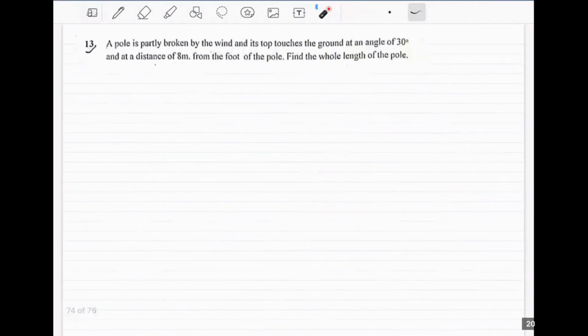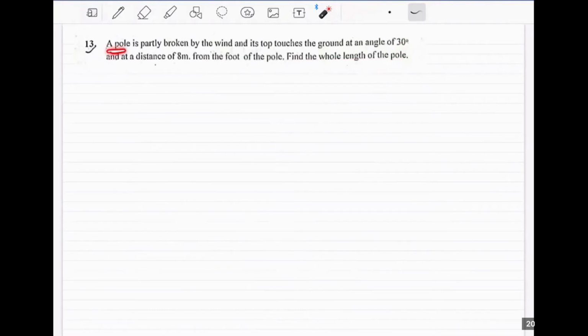Now, question number 13. This is a slightly different and a very easy one, different from the rest of them. So, the question is saying: a pole is partially broken by the wind and its top touches the ground at an angle of 30 degrees at a distance of 8 meters from the foot of the pole. Find the whole length of the pole.